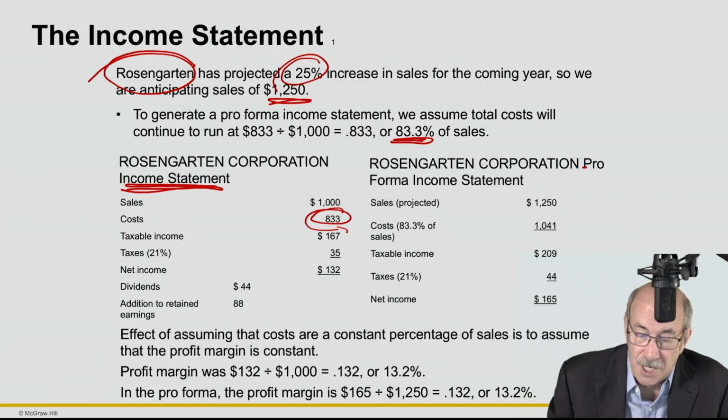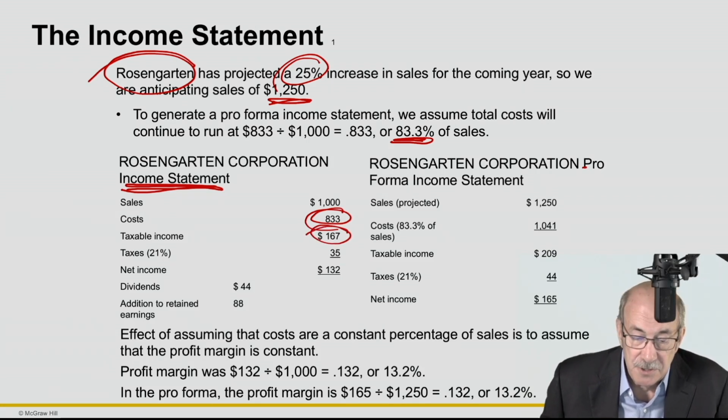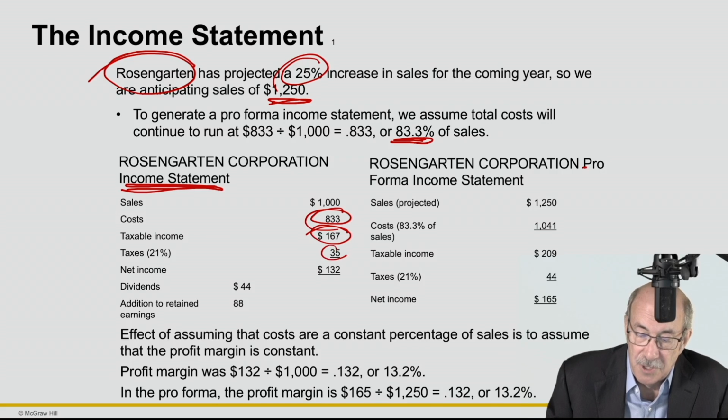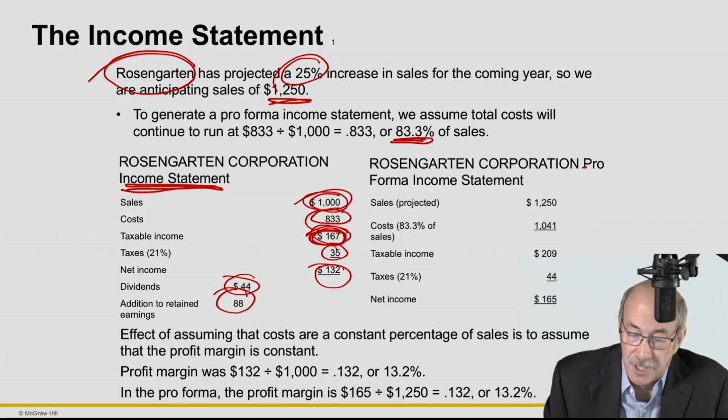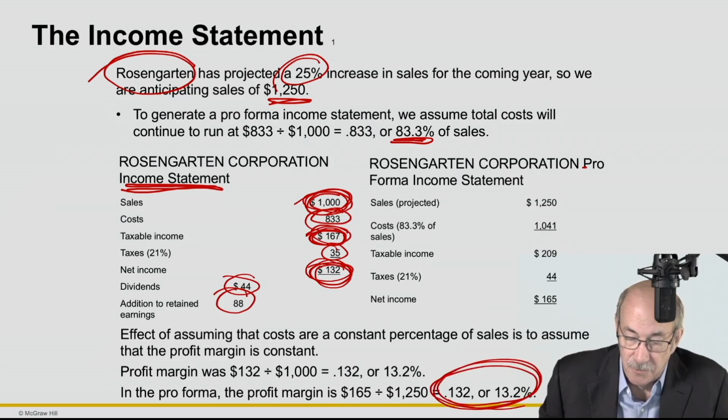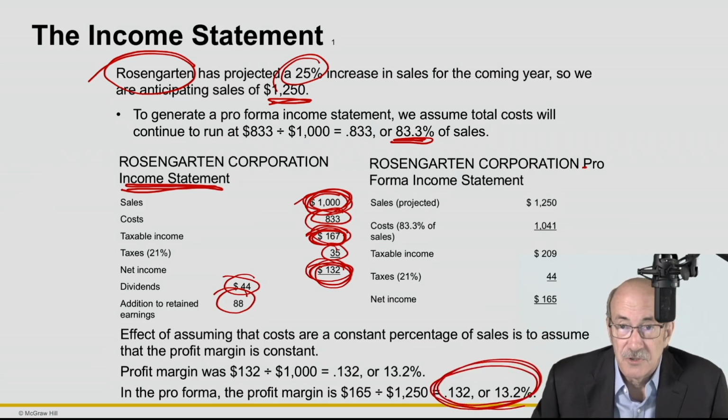And then we get down to taxable income. This example, apparently there is no interest expense. And so then we drop down to taxes, and then we have a net income of $132. We're also told that they pay out $44 in dividends, leaving an $88 addition to retained earnings. We'll see that on the balance sheet. All right. So we can see that they have a 13.2% profit margin. That is 132 divided by 1,000. So here is our profit margin, and we're going to assume that also remains constant.